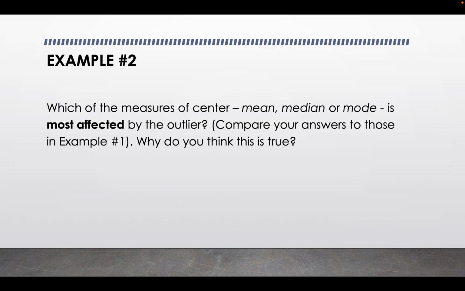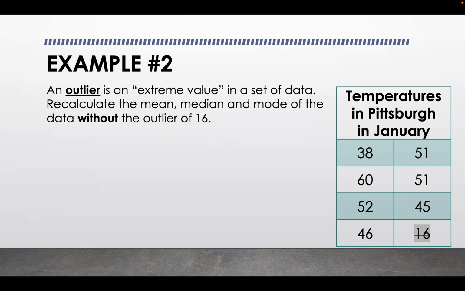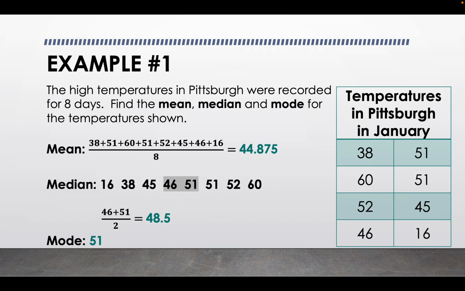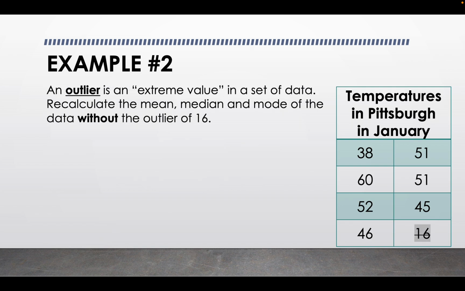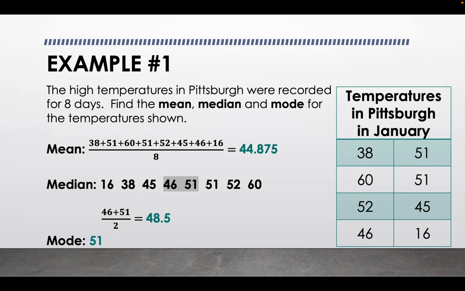Which of those measures, the mean, the median, or the mode, is most affected by the outlier? Let's go back and compare our answers to question 2 to the ones from question 1. So our mean was 49 after we took the outlier out. In example 1, it was 44.875. The median without the outlier was 51, and with the outlier it was 48.5, and then we saw the mode did not change at all.